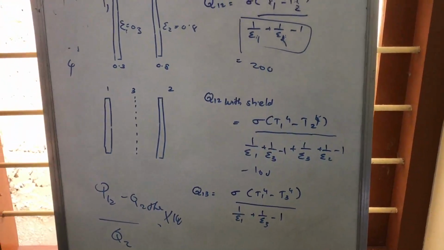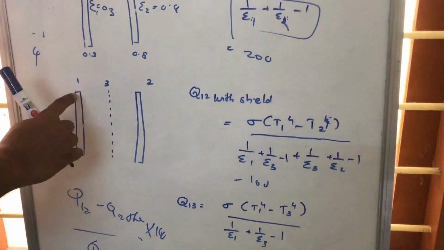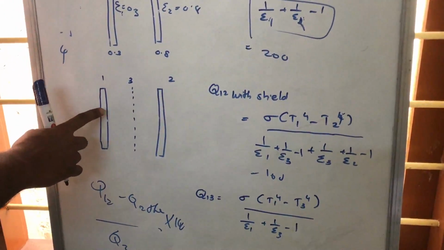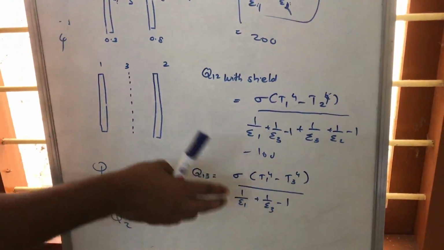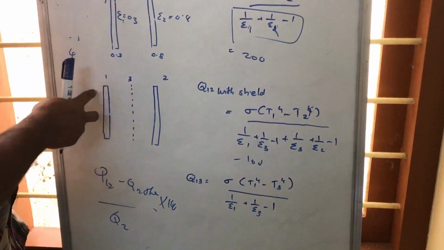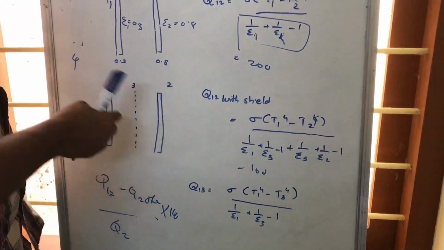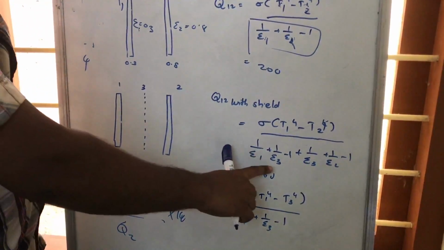Now here we have considered the heat that is transferring between 1 and 2. From 1, a part of the heat will be reaching 3, and that will be going to 2. So from 1 to 3 to 2 there will be a heat transfer. That is similar to the heat transfer from 3 to 2, which is similar to the heat transfer from 1 to 2. So that is how we formed the heat transfer from 1 to 2.